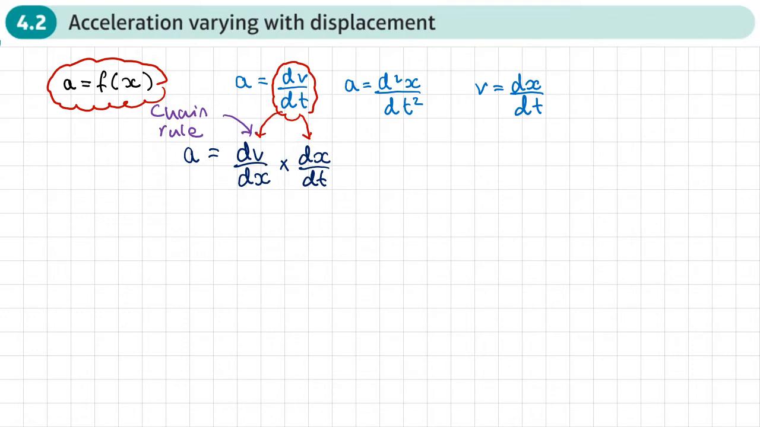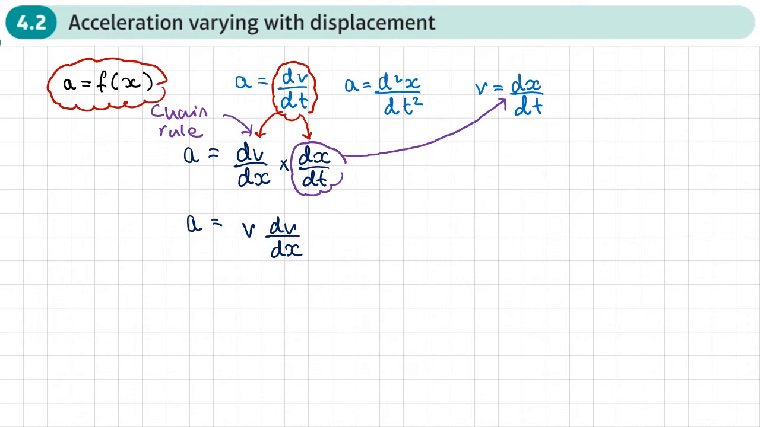Now the second part of our expression, the dx dt, this part here, is v, isn't it? Yeah, dx dt is v. So we can rewrite this expression and say that the acceleration is equal to v dv dx. So we're just substituting the dx dt, which is velocity, with v.